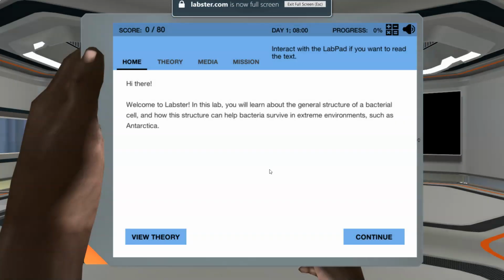In this lab, you will learn about the general structure of a bacterial cell, and how this structure can help bacteria survive in extreme environments, such as Antarctica.